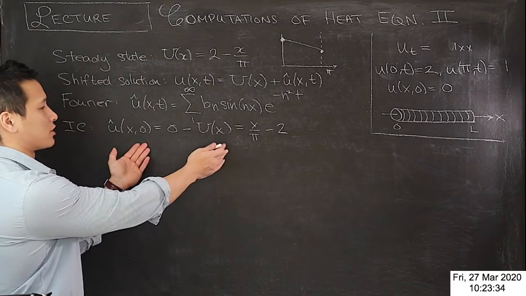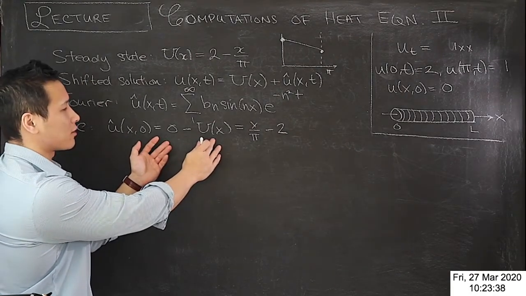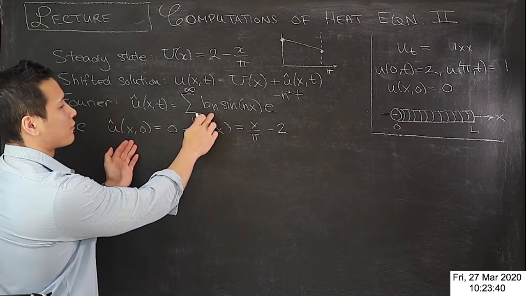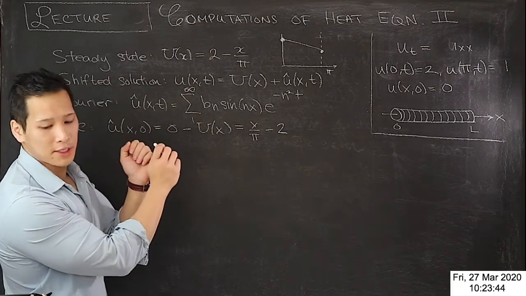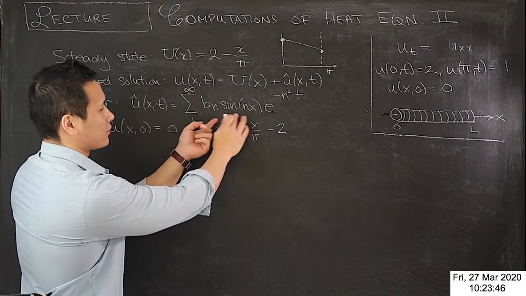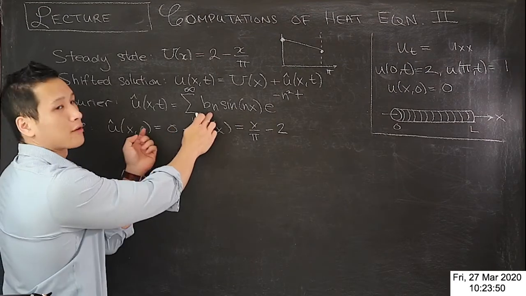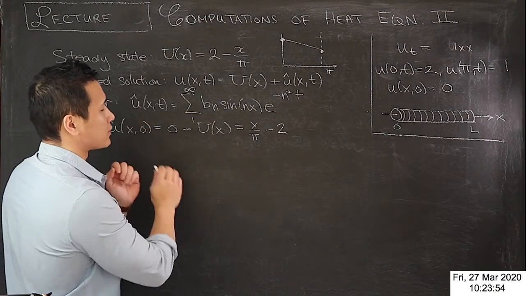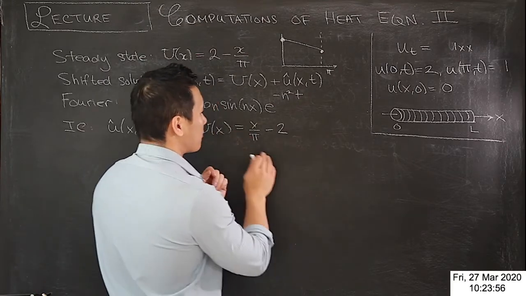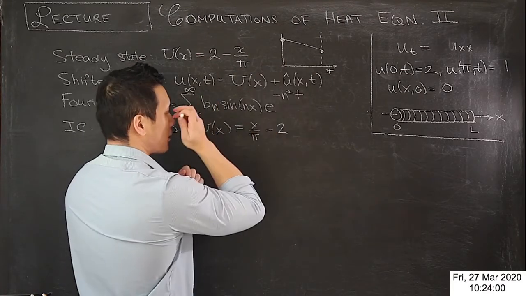The initial condition now has to be compensated by a capital U of x here. So you now need to solve for these Bn coefficients. After you've done the separation of variables procedure, you have this form of the solution. You now need to impose the initial condition and then solve for the Bn's. First of all, what does this look like? This is just this graph here.